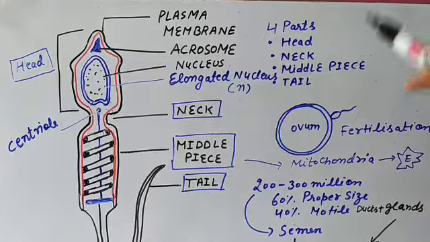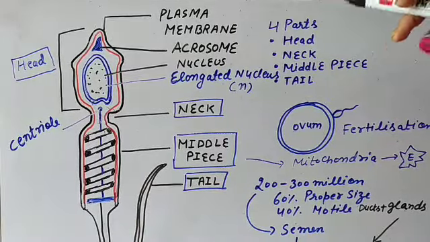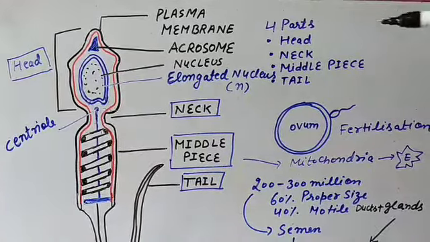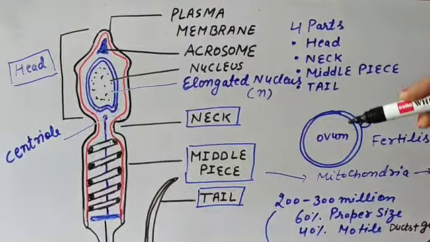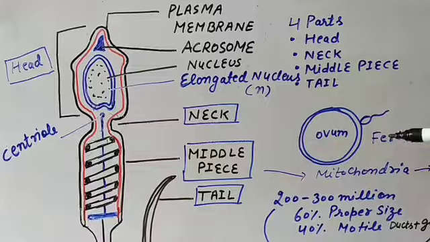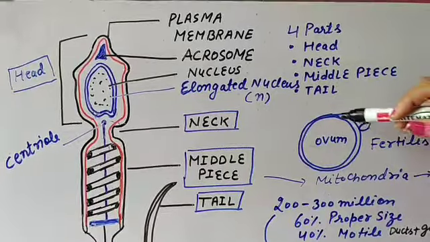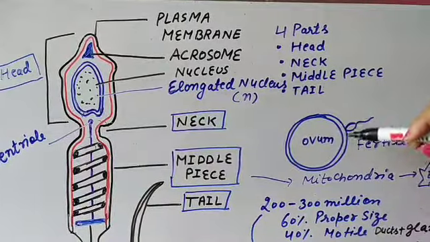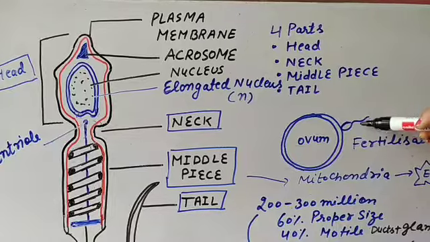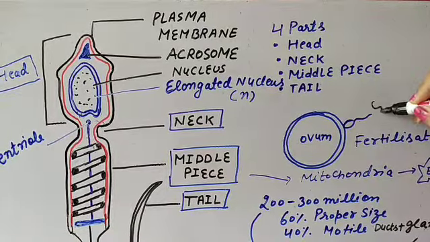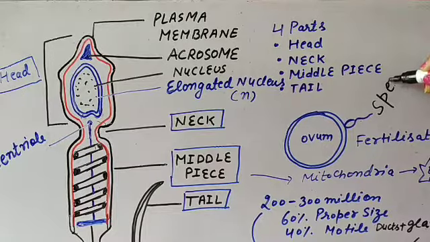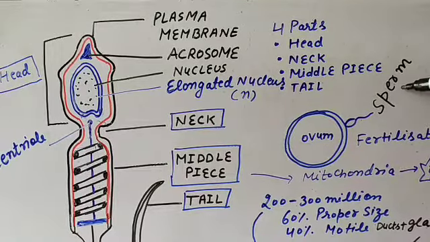So class, what is sperm? Sperm is the human male germ cell which helps in the process of reproduction, because sperm fuse with the ovum during sexual reproduction, and after the fusion of the sperm and the ovum, there will be the formation of the zygote. So let us discuss the structure of sperm.